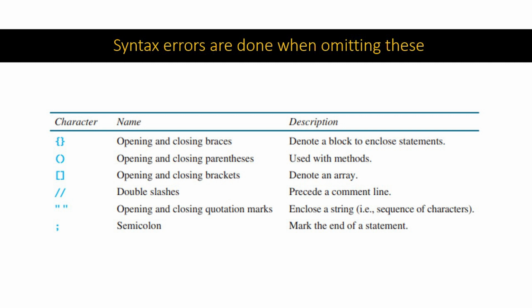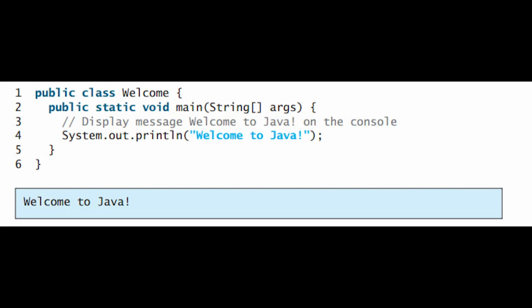By the way, a quick note for you. You're probably wondering why the main method is defined this way, with a small m, and why System.out.println starts with a capital S. For the time being, simply accept this is how things are done. Now let's see another program.